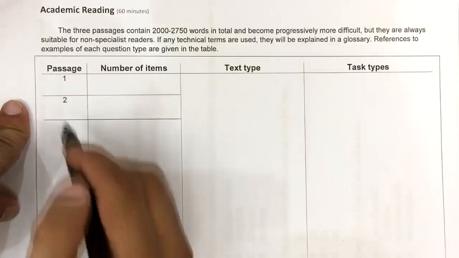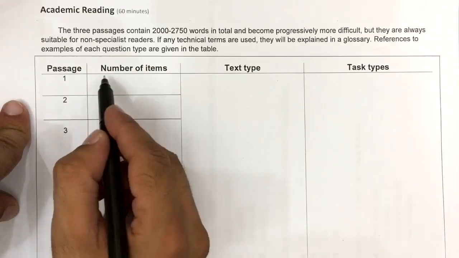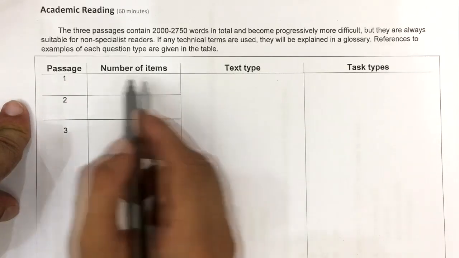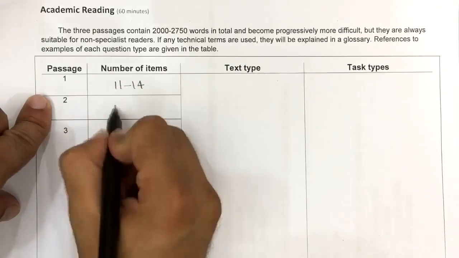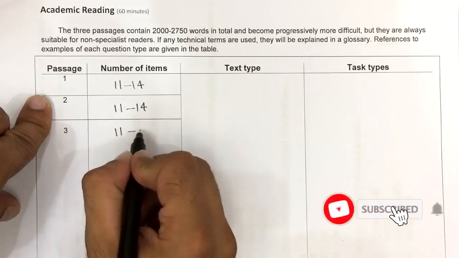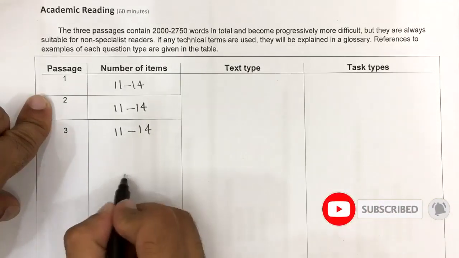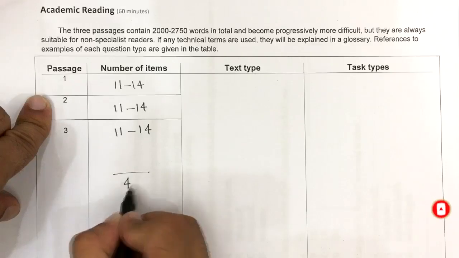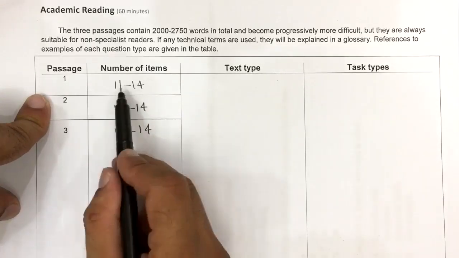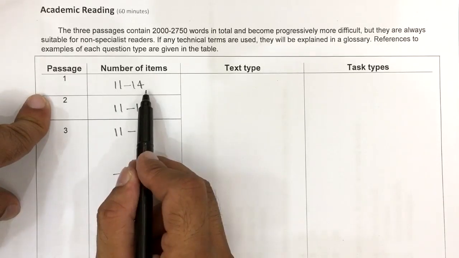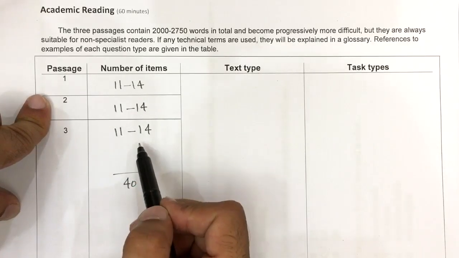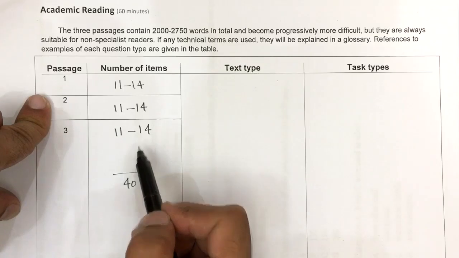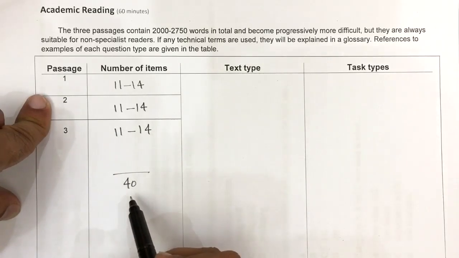We have 3 passages: passage 1, passage 2 and passage 3. Number of items means number of questions. In each passage we have 11 to 14 questions, and by totaling them ultimately we shall have 40 questions. For example, 13 questions could be in passage 1, 13 questions in passage 2 and 14 questions in passage 3, and in total we shall have 40 questions.